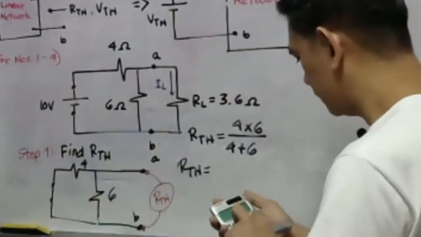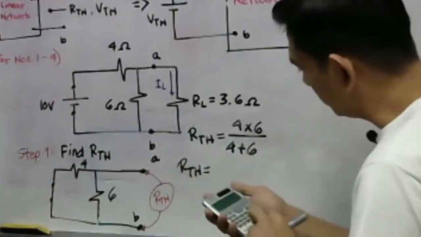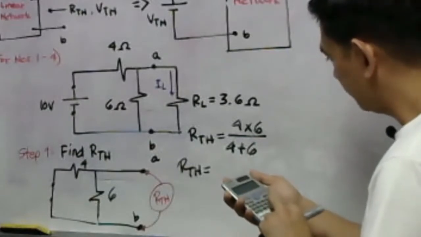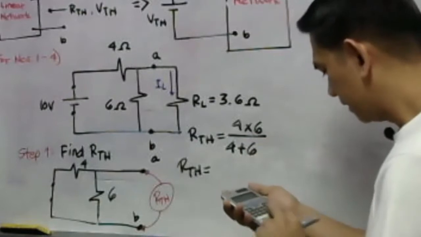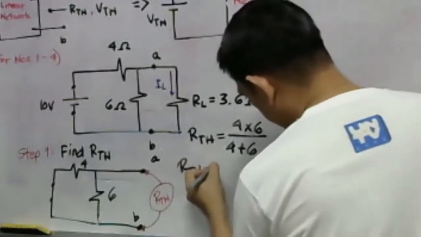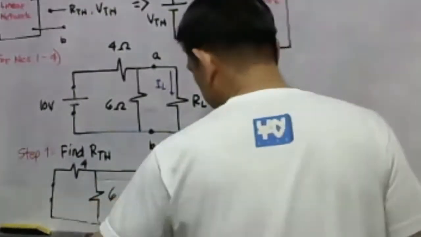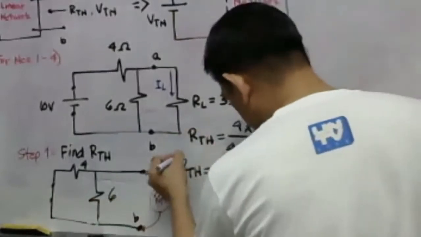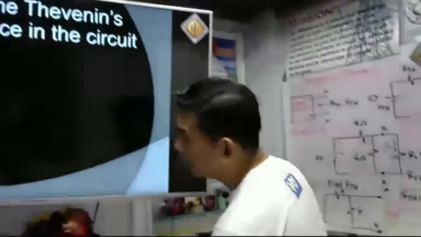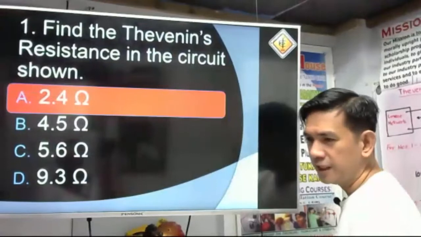So let us calculate now. That will be the product over the sum for two resistances in parallel. So we have 4 times 6 divided by 10. The answer will be 2.4 ohms. So that will be our answer for question number 1, letter A.